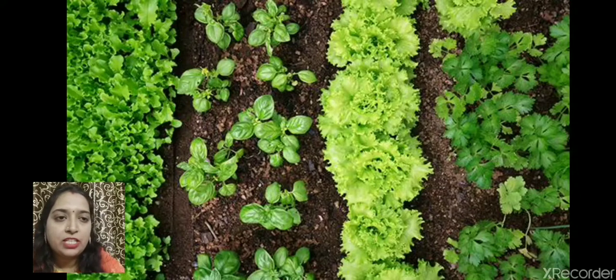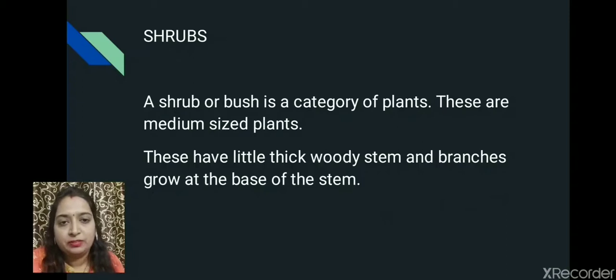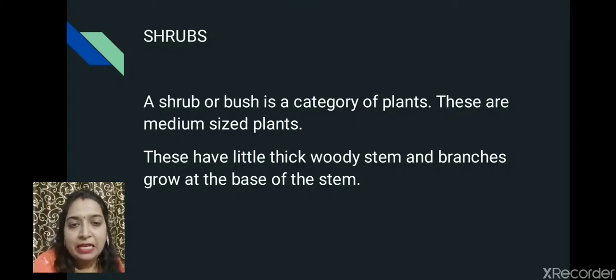Now come to the next category of plants, and that is shrubs. What is the second category of plants? That is shrub. A shrub is a plant which has a bushy appearance. Okay. So what is the difference between herbs and shrubs? Do you know? If you see a rose plant and if you see a coriander, which is a herb, what difference will you see? Coriander is a small sized plant, but rose is a little bit big in size. Then you will see a woody stem, a thin woody stem in rose.